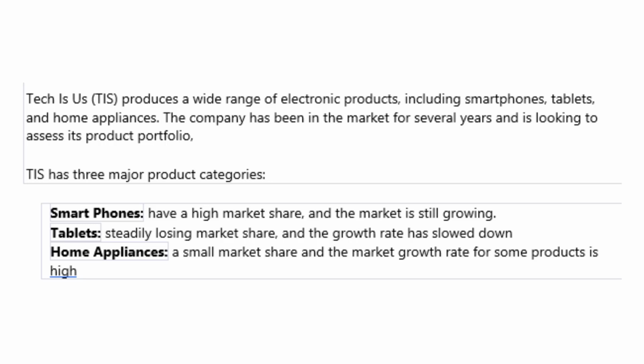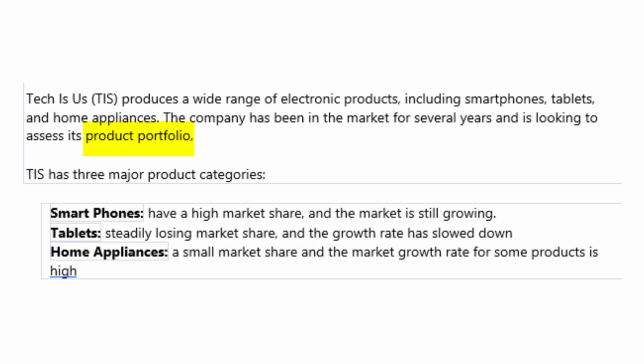I've got smartphones, which have a high market share and the market is still growing. I've got tablets, which are steadily losing market share and the growth rate has slowed down. And I've got home appliances. Now home appliances are all those little electronic items around the home, like vacuum cleaners, washing machines, kettles and so on. Home appliances have a small market share, but the market growth rate for the category in some product areas is high.